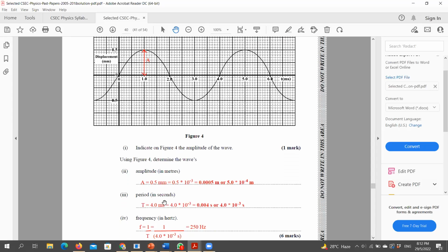Period of the wave in seconds. The period is the time taken for one complete oscillation or vibration of the wave. So we start at 0, go to a maximum displacement, come back to the rest position, go to the maximum displacement in the opposite direction, and then back to the rest position. That would be one cycle or one complete oscillation. So that's 4 milliseconds, and we have to divide by 1,000 to get it in seconds. So 4 divided by 1,000 is 0.004, or 4 times 10 to the negative 3 seconds.